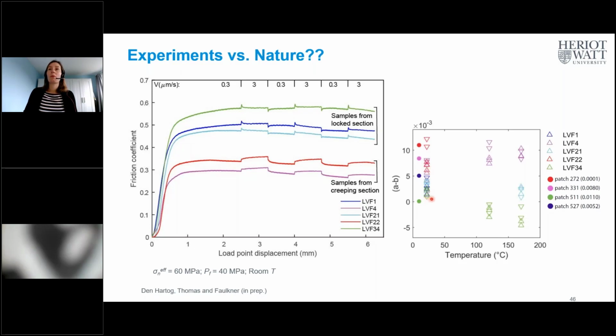So we are still in the process of trying to understand this behavior, the difference between the behavior of samples from the locked section versus samples from the creeping section. It seems that it might have something to do with the distribution of kaolinite, but that's still work in progress.